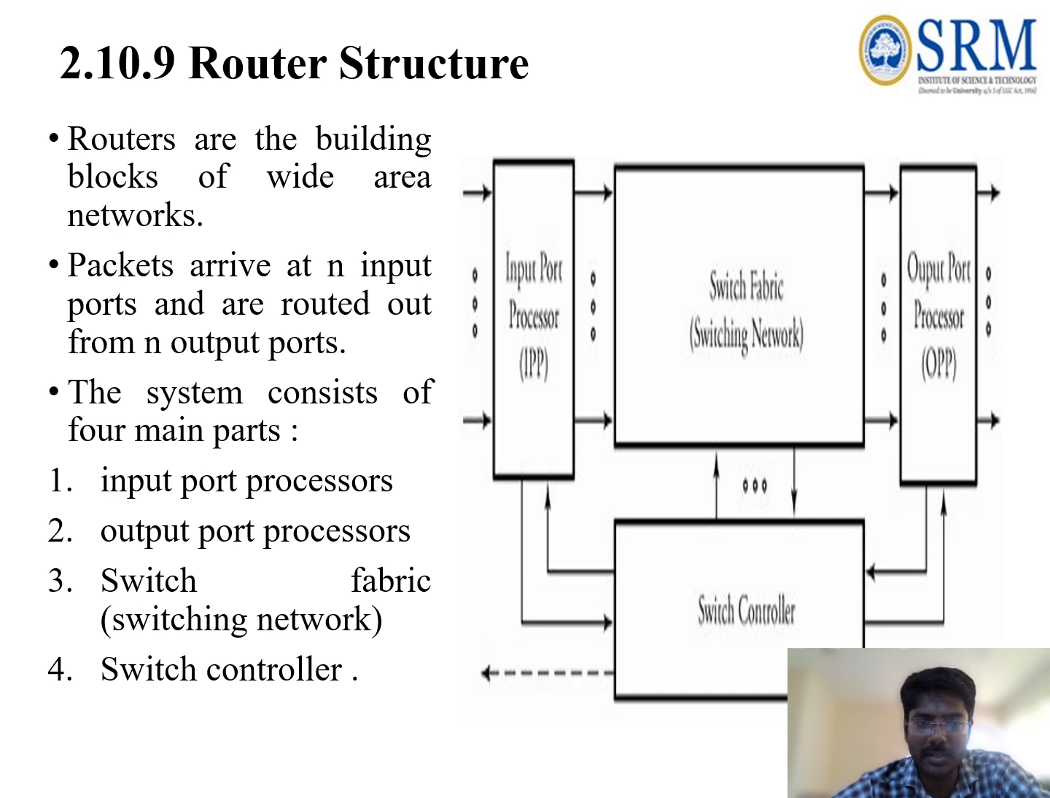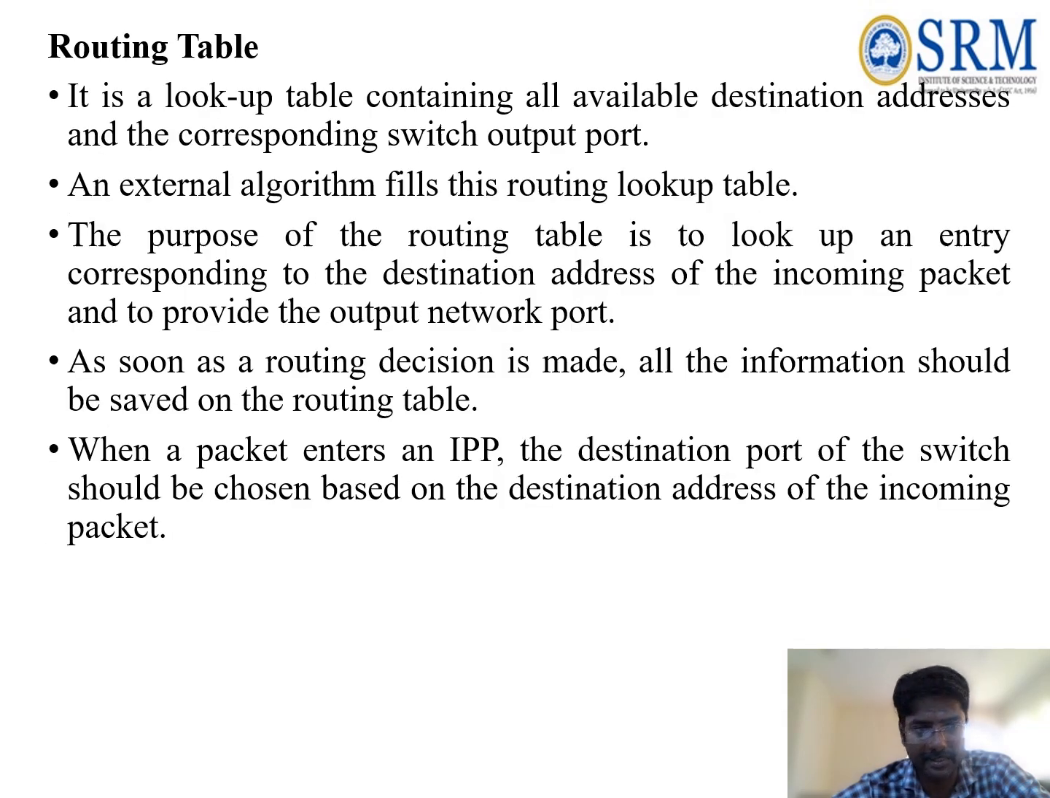So this is the basic structure of the router. The router has the switch fabric, that is a switching network, and the input port processor, which we will call IPP, and the output port processor, which we will call OPP. So this will be controlled by a switch control. So this is the basic router structure. Majorly we are using routers for redirecting or connecting different types of networks or network environments to transfer the data.